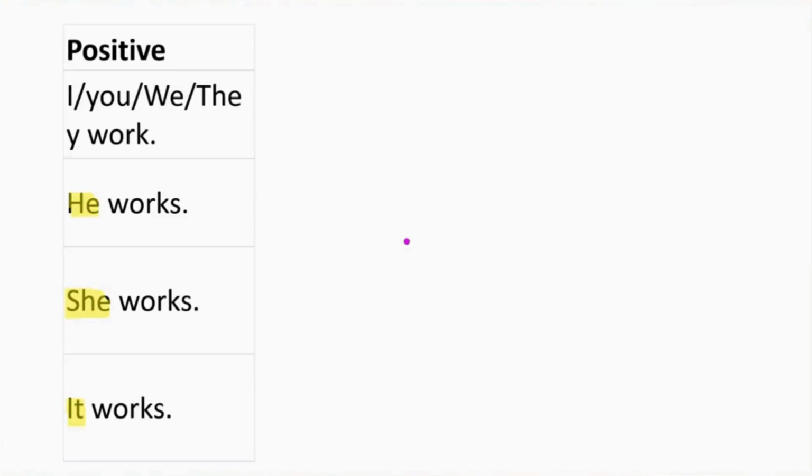But if the subject is he, she, it, or a singular subject, we add s at the end of the base form of the verb. He works, she works, it works. I work, he works, you work, she works, we work, it works, they work, Sarah works, people work, Adam works.